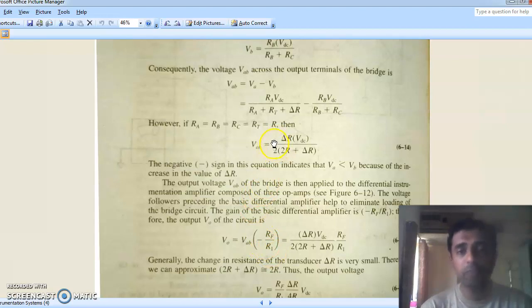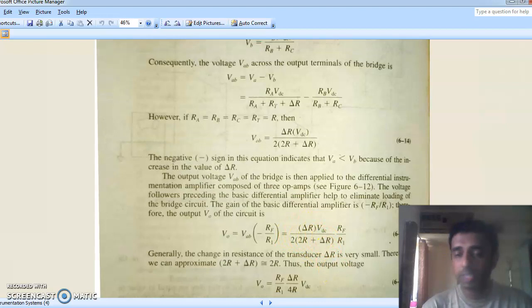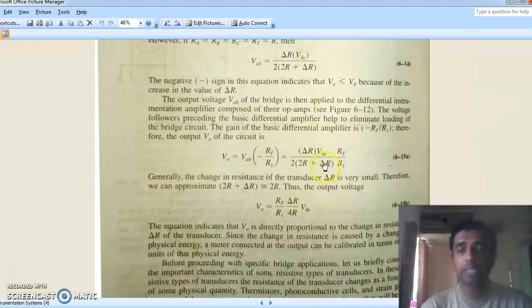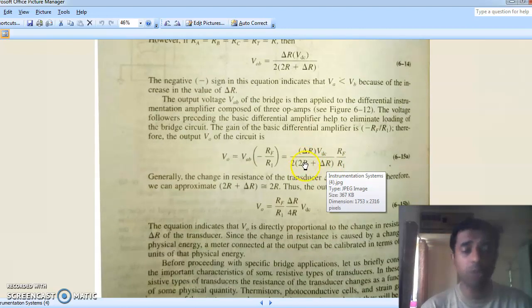The minus sign shows that VB is greater than VA. So if I substitute this minus delta R VDC by 4R here, you'll get this equation. Here the approximation is not made, so delta R is still here. Then the minus and minus get cancelled, and again the approximation is made, that delta R is negligibly small when compared to 2R, so that becomes 4R.